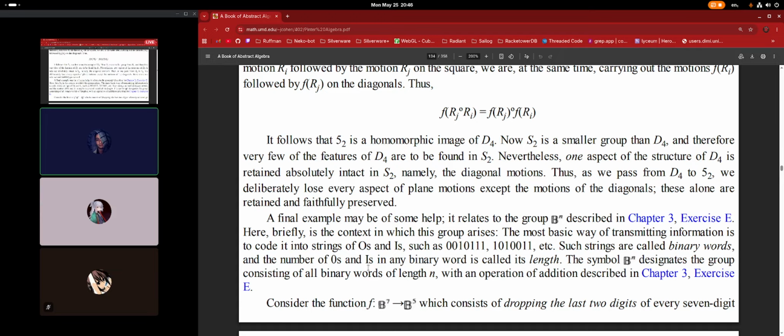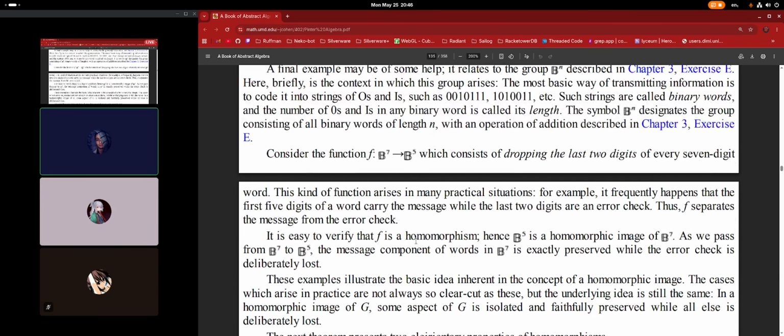And then finally, as a final example, we have the binary coding stuff, and we're going to make a function which is going to be a homomorphism by dropping the last two digits, because those are just checksums, so they're not really content at all. They're just there to do the checksum stuff.